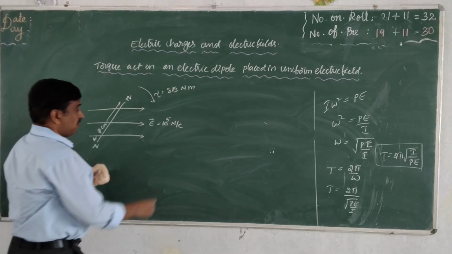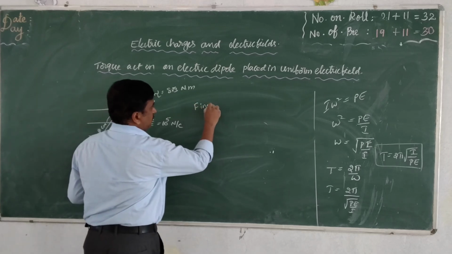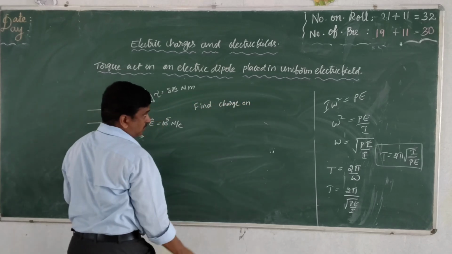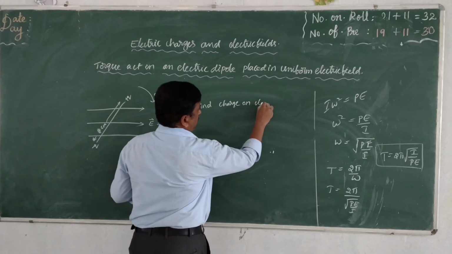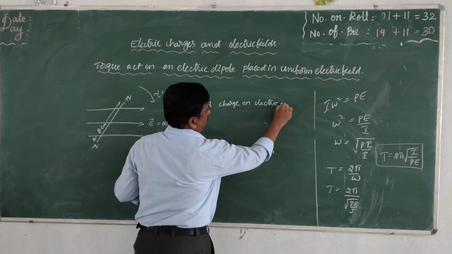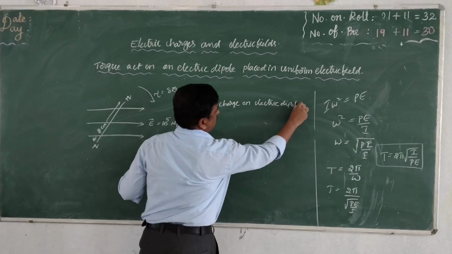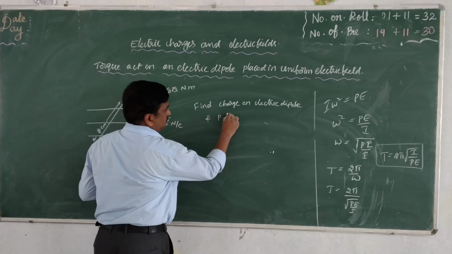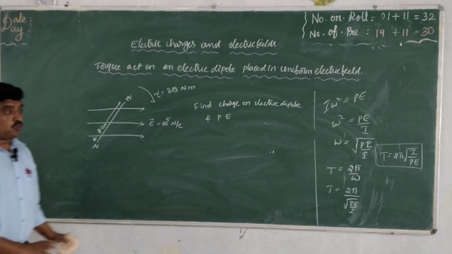In this case, find the charge on the electric dipole. That we find out. And another one is the potential energy. The two we can find out.